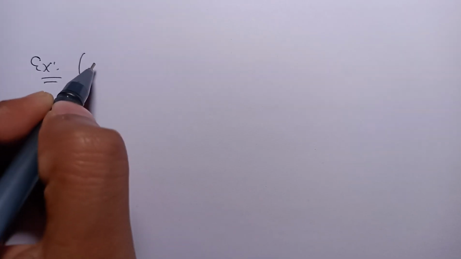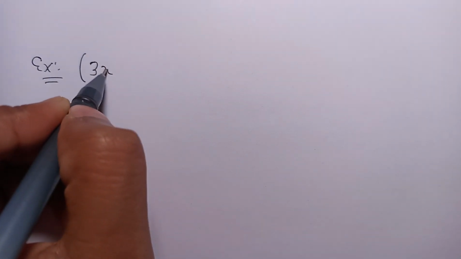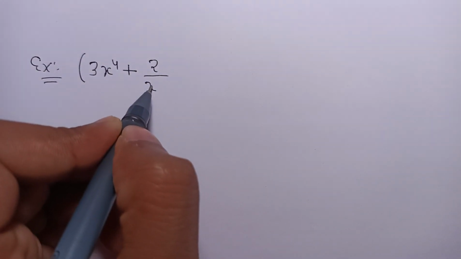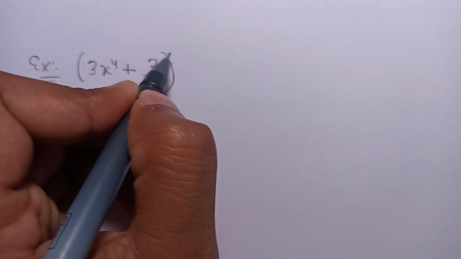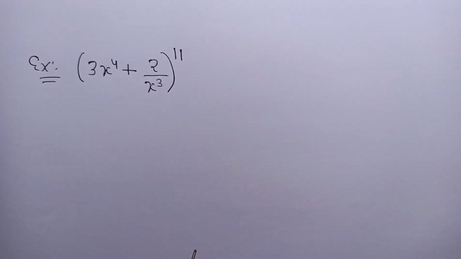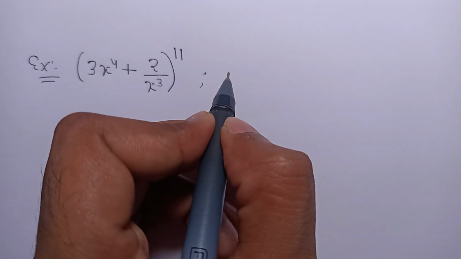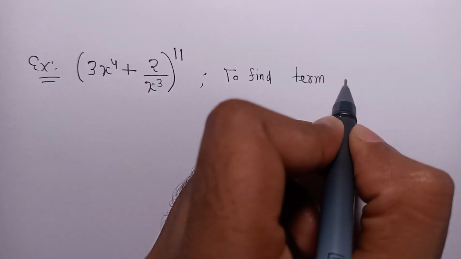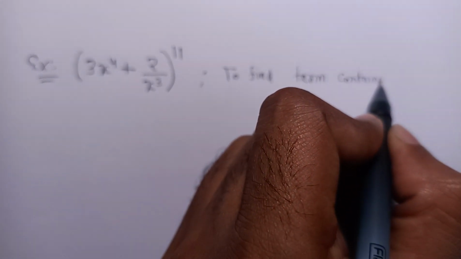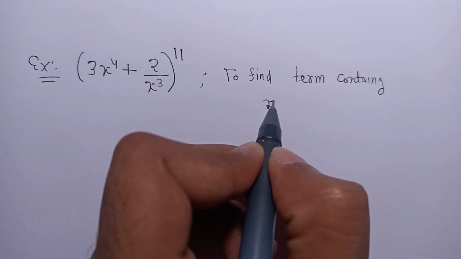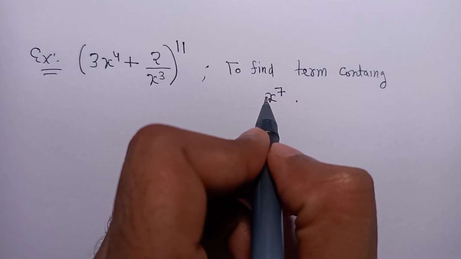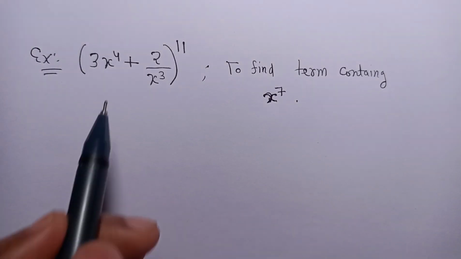Okay, let's take an example. Suppose you have the expression (3 x power 4 plus 2 divided by x power 3) whole power 11, and you need to find the term containing x power, we can say, x power 7. So how to find a term containing x power 7 in this expression?